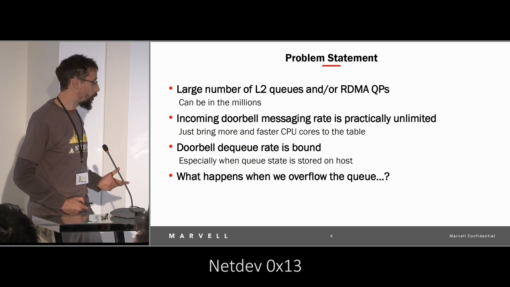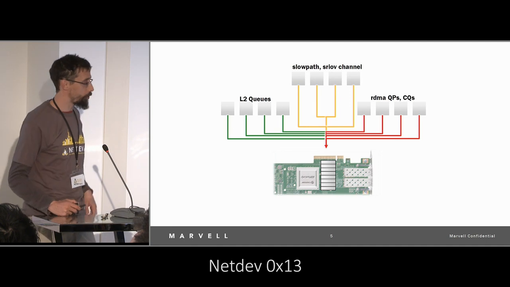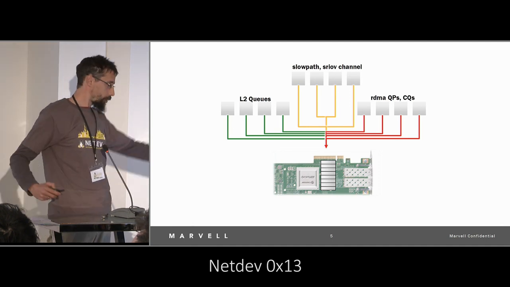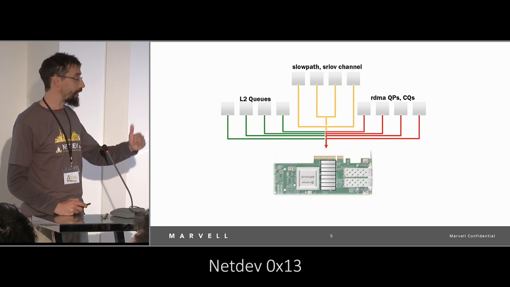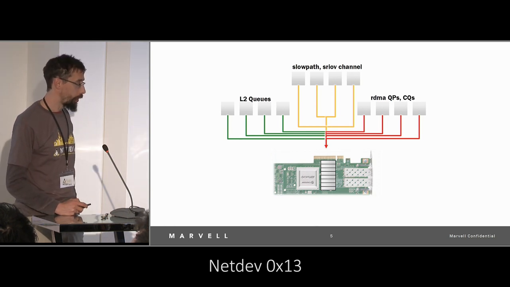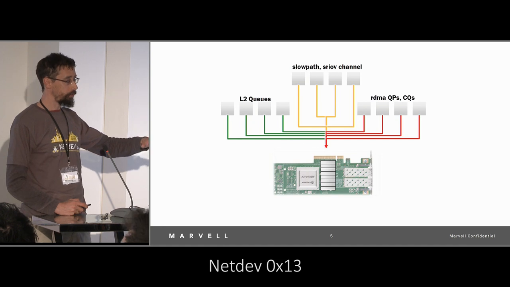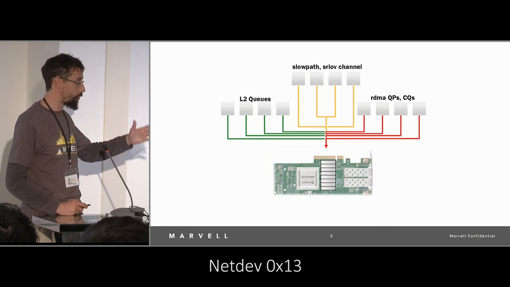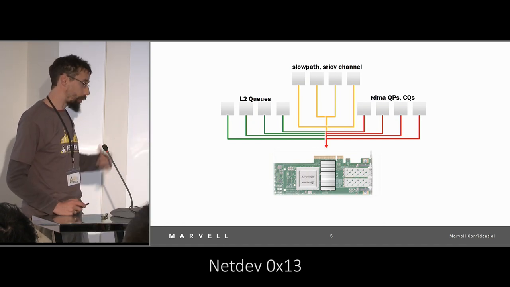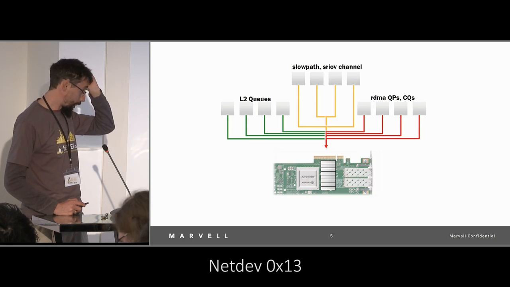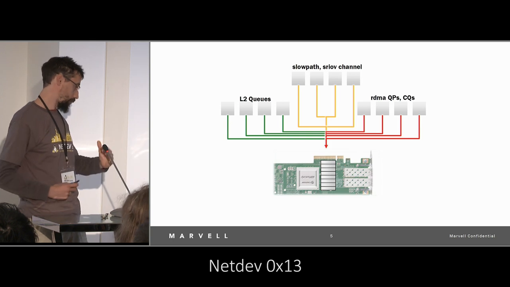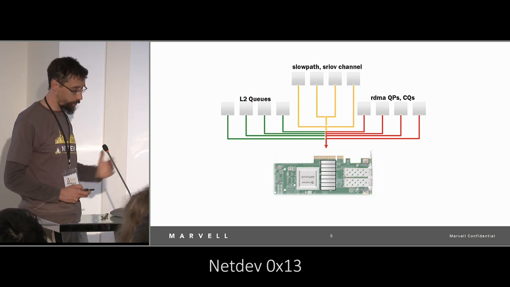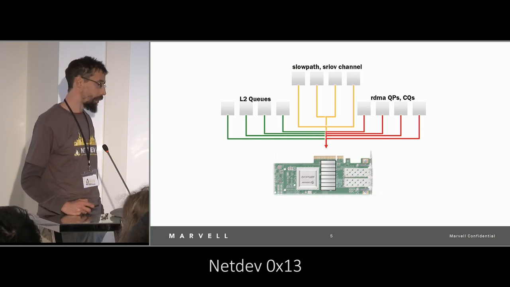So what happens if we overflow the queue and we lose doorbell messages? This is just a diagram showing the various types of doorbelling entities that can reach the device. And by the way, these exist in different subsystems within the kernel. So when I describe possible mitigations and solutions, one of the challenges is trying to implement something across all of these locations in the kernel.